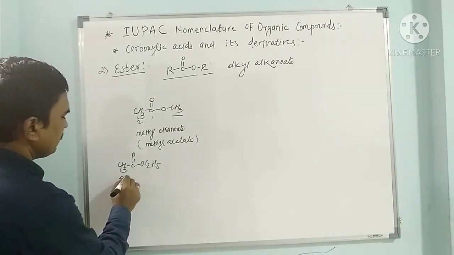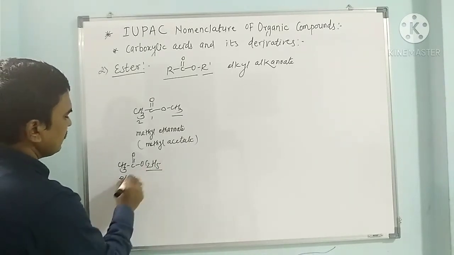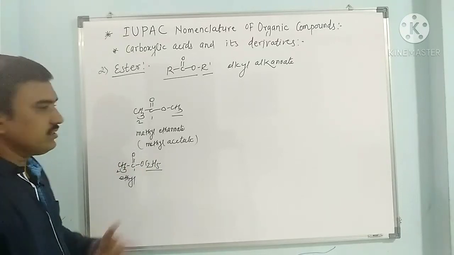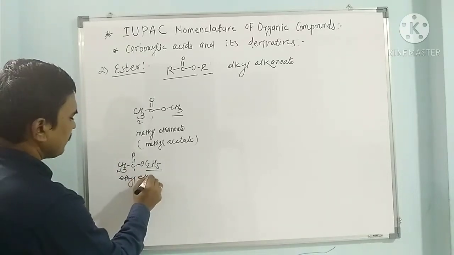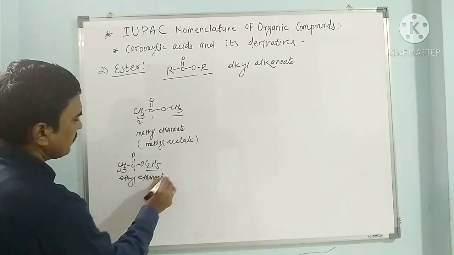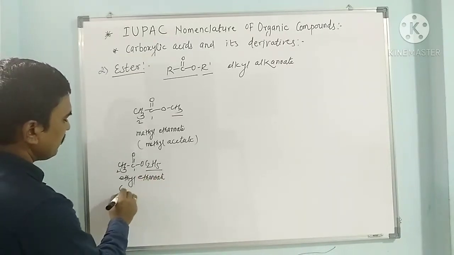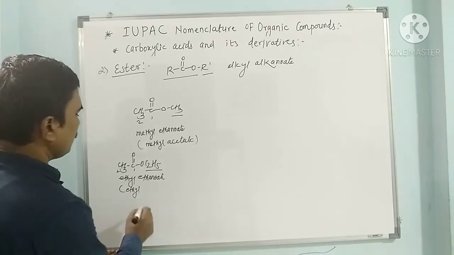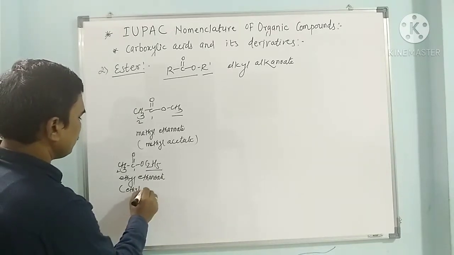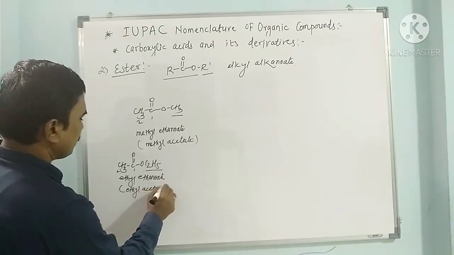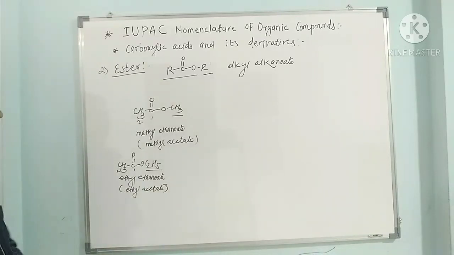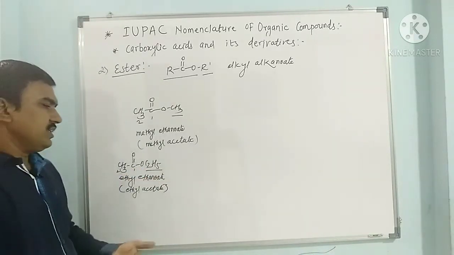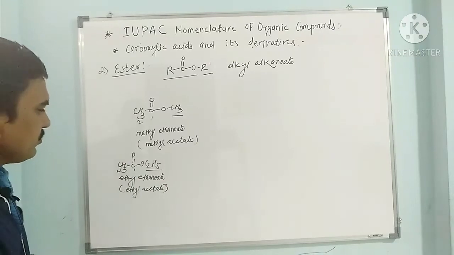The IUPAC name is ethyl, and since 2 carbons are there, it is ethanoate. Ethyl ethanoate. It's commonly called ethyl acetate. It is used as a solvent in various organic reactions. So we can have different names of these compounds.